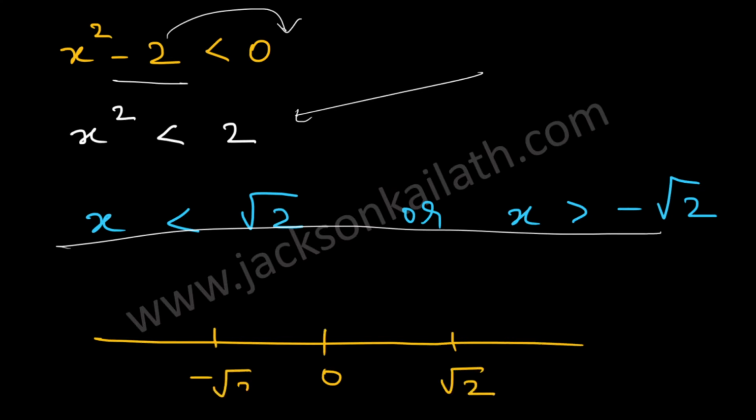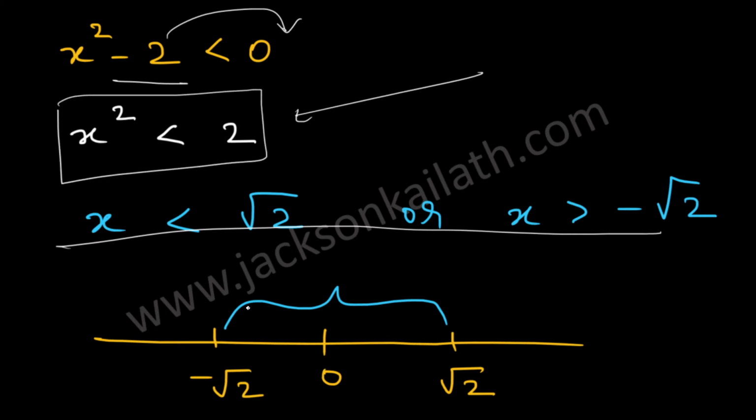Now over here we have the number line. This is 0, this is root 2, and this is minus root 2, right? Now if x square is less than 2, then you need to find a value between root 2 and minus root 2. So x has to be between these two. So looking at it in terms of the number line will help you to remember it, right?